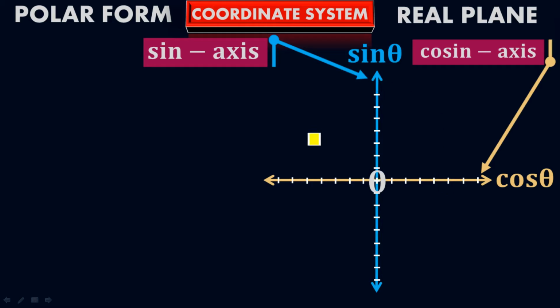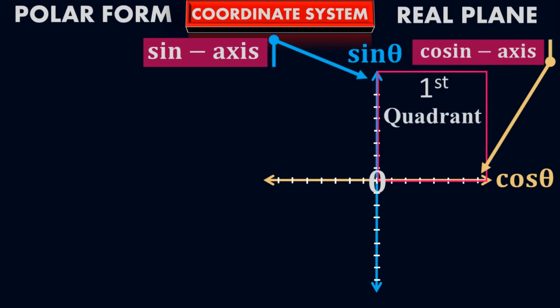But when it comes to the polar form, this horizontal line is represented by the cosine theta. This vertical line is represented by the sine theta. We have two fundamental quantities in trigonometry, sine theta and cos theta. These are the two basic fundamental quantities. Look, we are taking the real plane here, so we have nothing to do with the complex plane. Therefore, we have simply cos theta for the horizontal line and simply sine theta for the vertical line. We don't have iota here, so it is the polar real plane.